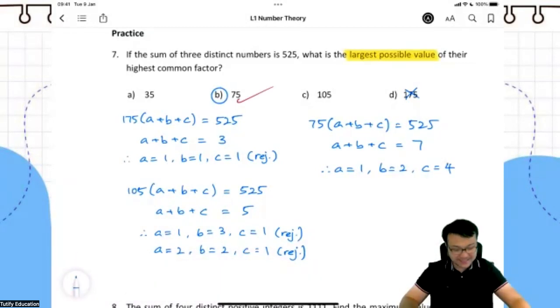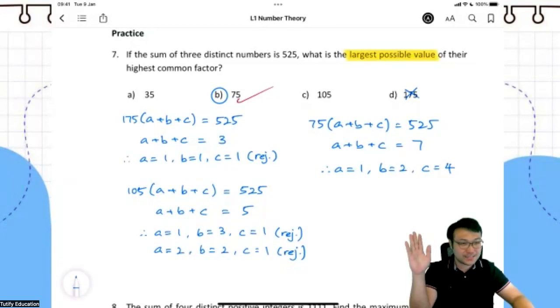Easy or not, this one? It's a bit hard. But you understand? Yeah. Well done, well done. How about the rest of you? Anyone have any questions? Raise your hand. Want to clarify anything?